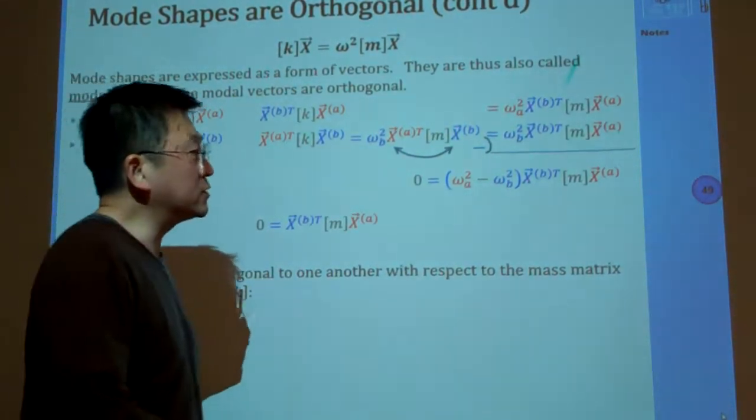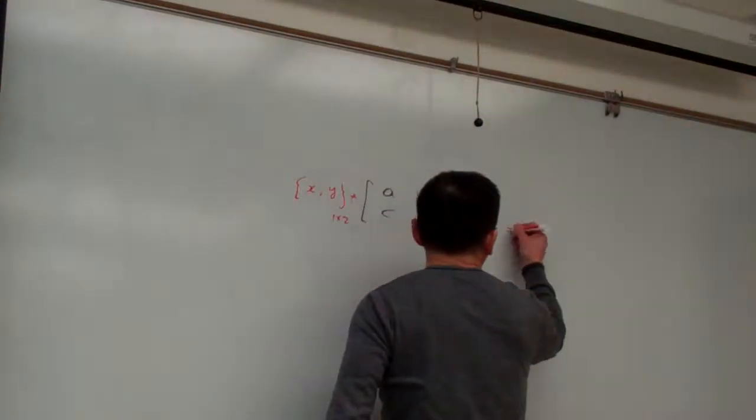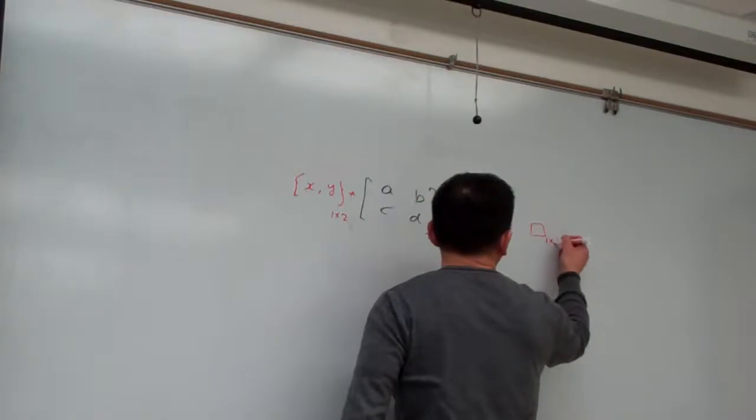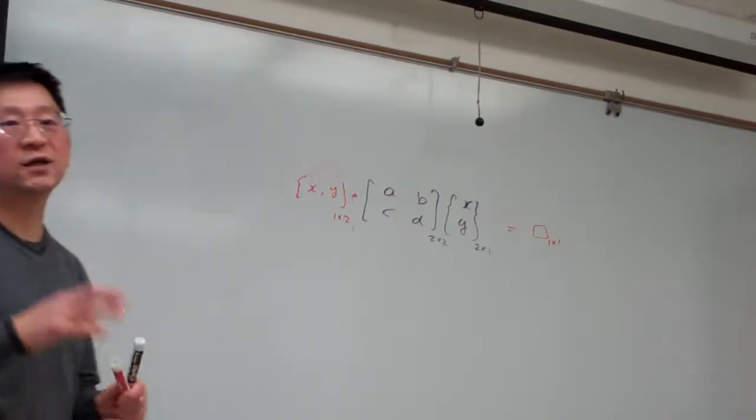Okay. So basically for this example, we will have a scalar. A scalar is 1 by 1. Scalar means a constant.